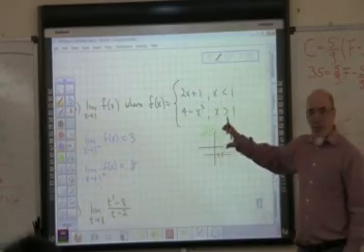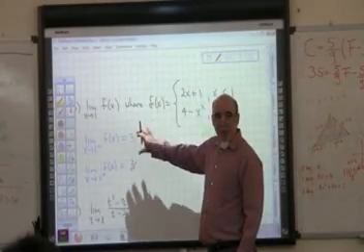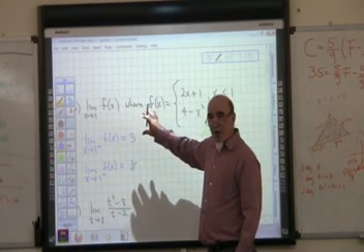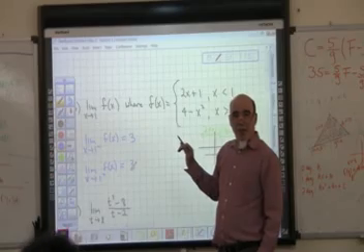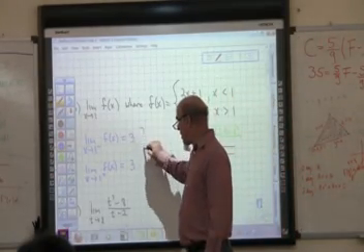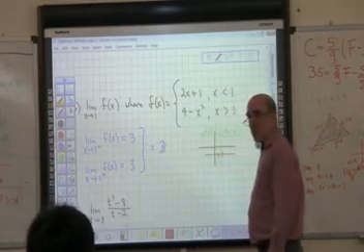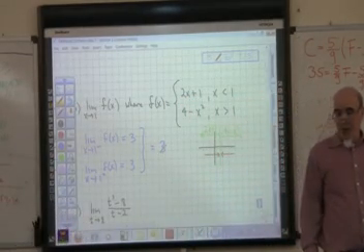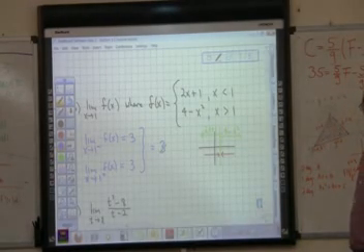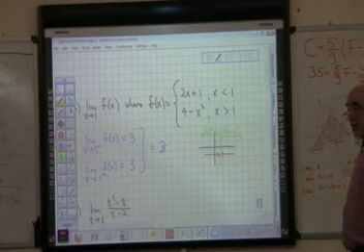So, if these two numbers are the same, then that's my limit. If these two numbers are not the same, then what? My limit does not exist. So in this case, my limit is equal to 3, because they're the same number. What if they were both 0? Then my limit would be 0.